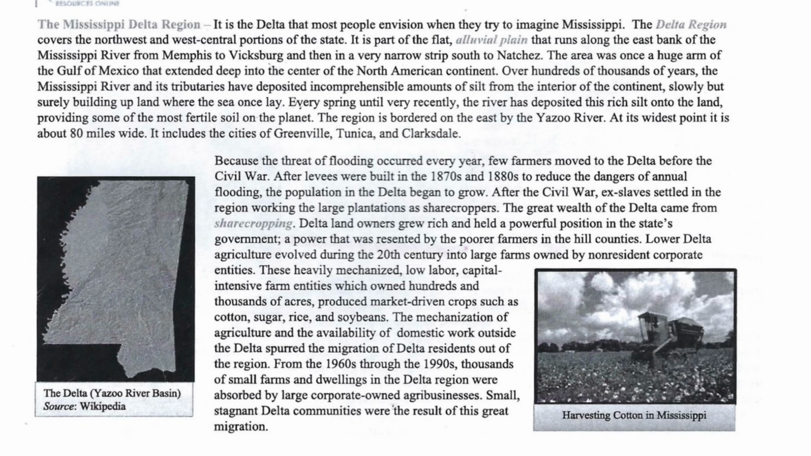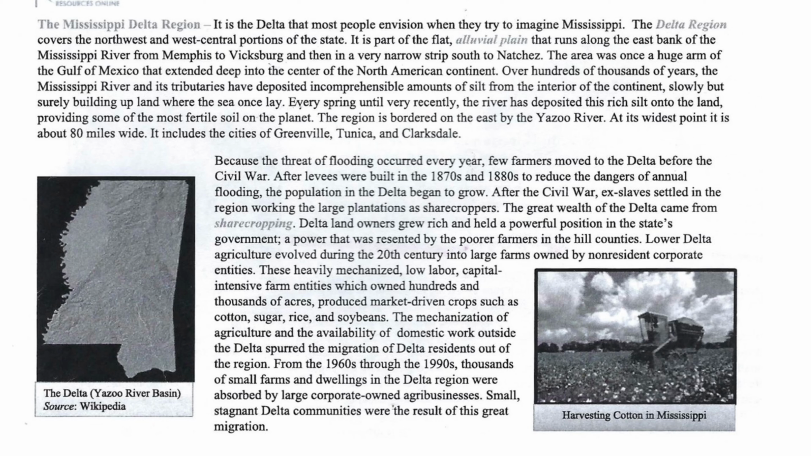The Mississippi Delta region. It is the Delta that most people envision when they try to imagine Mississippi. The Delta region covers the northwest and west central portions of the state. It is part of the flat alluvial plain that runs along the east bank of the Mississippi River from Memphis to Vicksburg, and then in a very narrow strip south to Natchez.